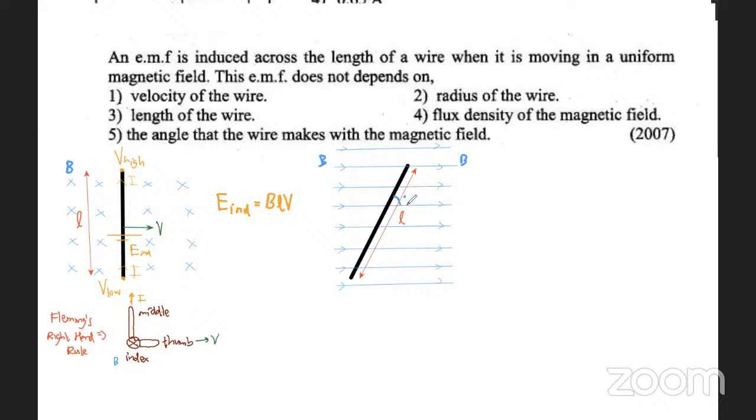The magnetic field is creating an angle of theta. You cannot use this B directly. We have to use the component of B which is perpendicular to that wire. This must be used. If this is B cos theta, this one is B sin theta. Now the EMF induced will have a different equation. Here EMF induced will be equal to B sin theta L V.